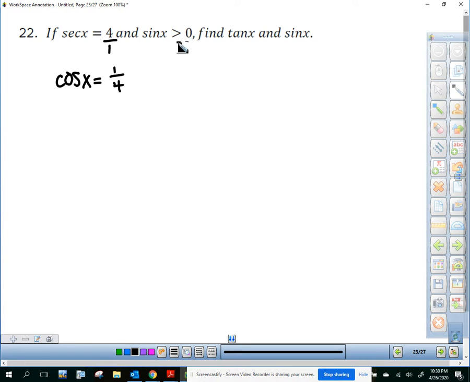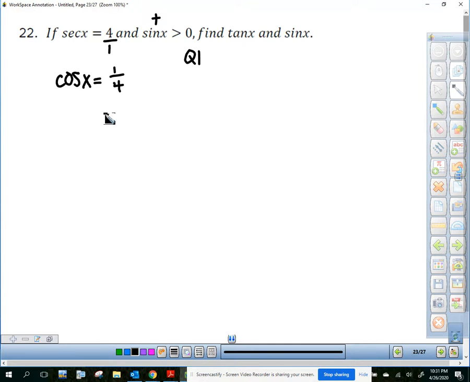Okay, now them telling us that sine of x is greater than 0 is them just telling us that it's positive. And we can see that cosine is also positive. So where sine and cosine are both positive means we must be in quadrant 1. Now we think of an identity that puts the known, secant or cosine or both, and the unknown, tangent or sine, together. Okay, so the first one I'm going to look for is tangent.